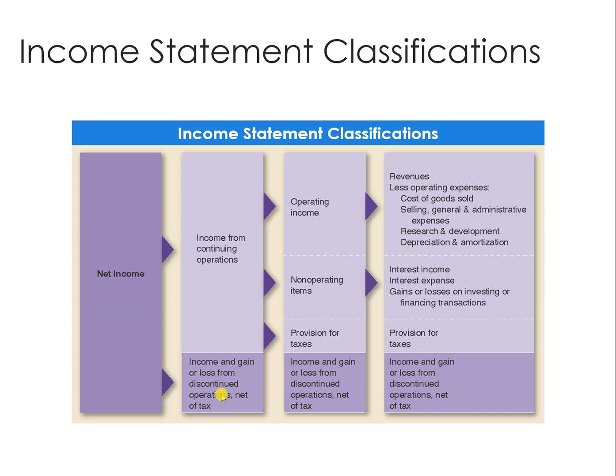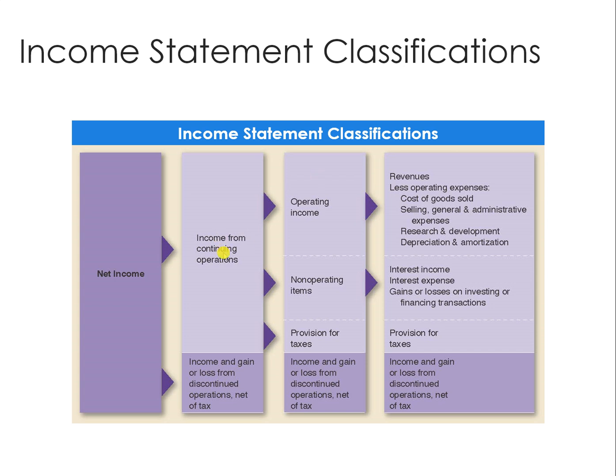So this division will be discontinued. However, any gain or loss from this division before it was sold will be reported in this section, income and gain or loss from discontinued operations. And these will be reported as a net of tax result. Therefore, for sure, we're going to focus on the income from continuing operations.